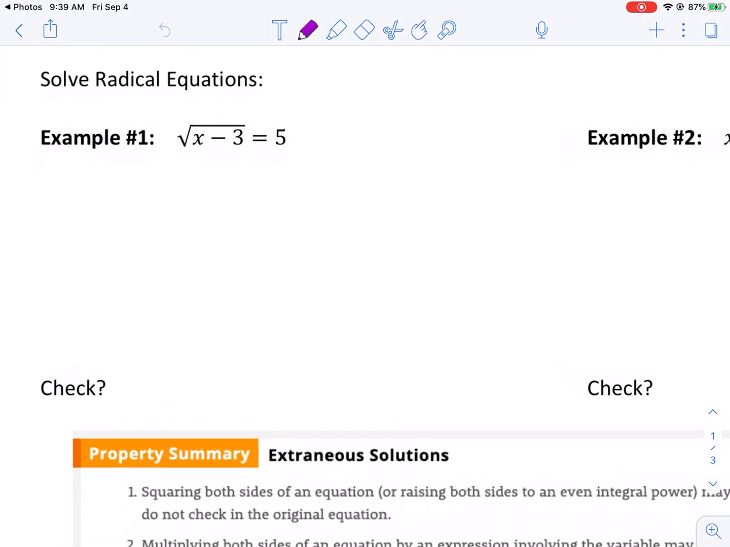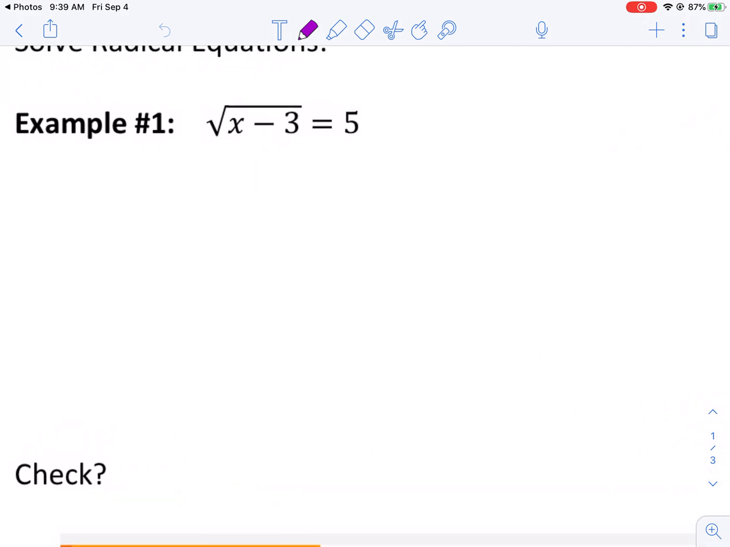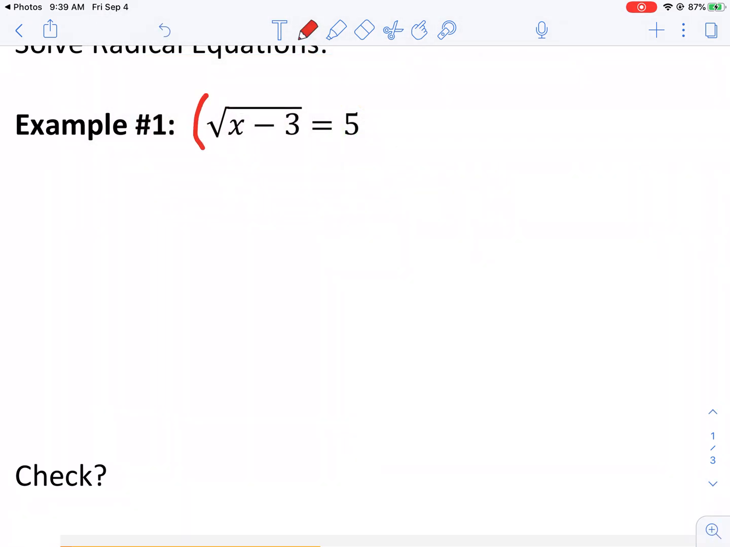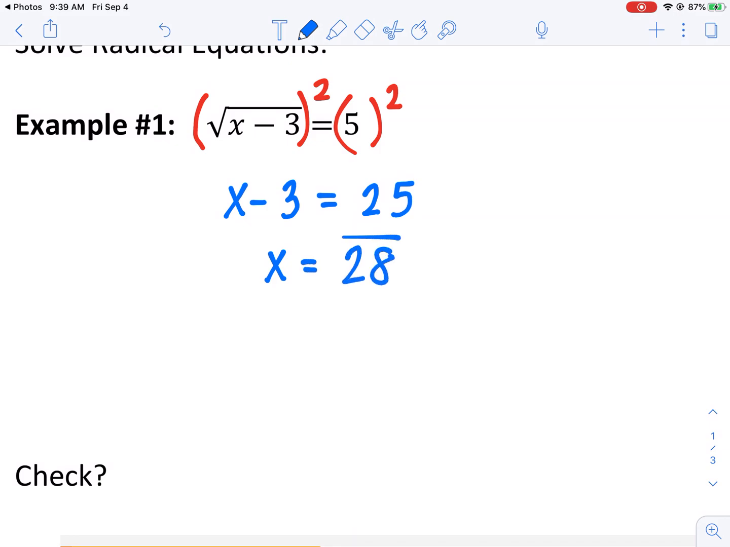We're going to solve these radical equations. Similar to what we've done in the past, it is a square root. So how you undo a square root is by squaring both sides. Normally we've gone the other way, but this time you now are going to take the square. This leaves the left side as x minus 3 equals 25. Add 3 over, x would equal 28.